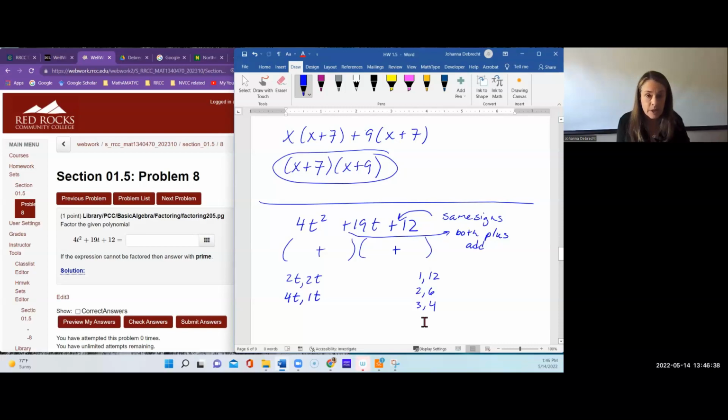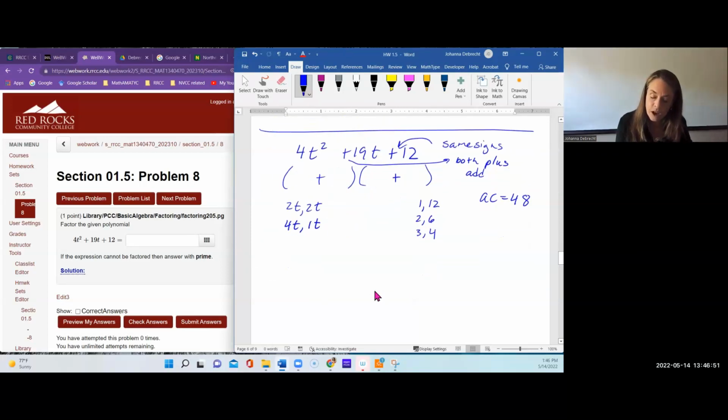Let's try the AC method and see if it's faster. For the AC method, I get 48 for A times C, coefficient of t squared times the constant. Then I form all the factors of 48, which is 1 and 48. It is even, so 2 and 24. 4 plus 8 is 12, which is divisible by 3. So 3 goes into 4 once, with 1 left over.